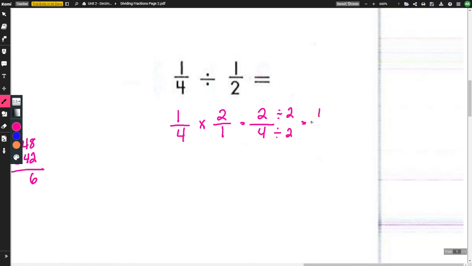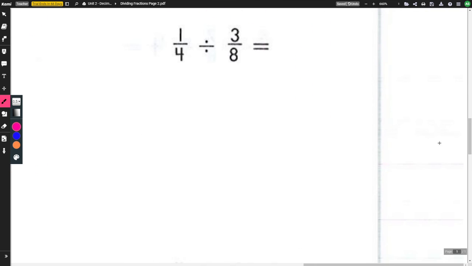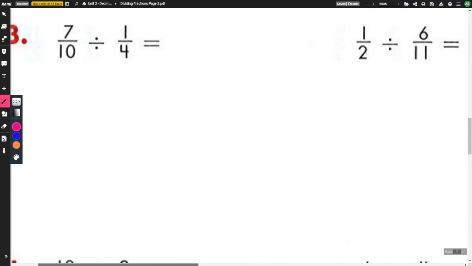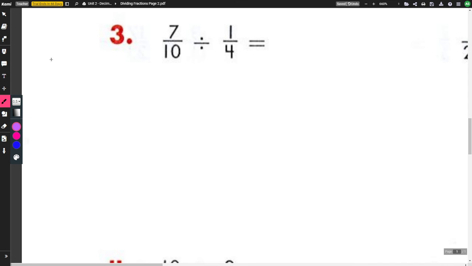2 divided by 2 is 1. 4 divided by 2. Okay. So there wasn't a lot of reducing for this one. But let's see if there is any reducing for these. This is going to be cross reducing. Okay, again, keep our first fraction, multiply, flip the second one.